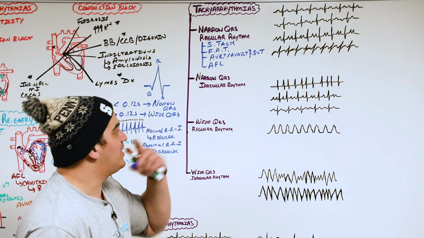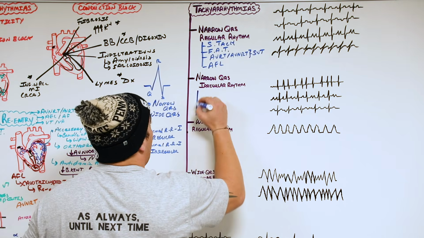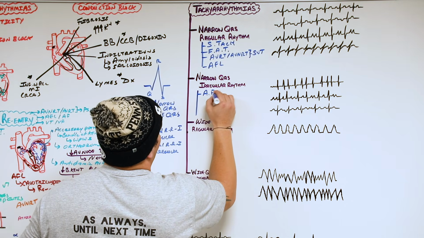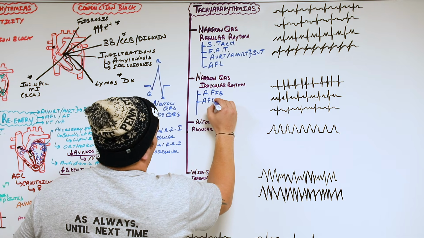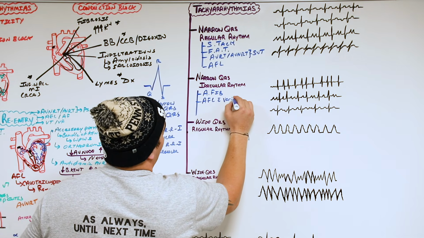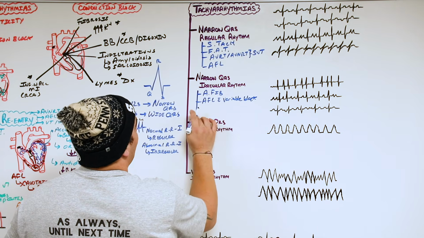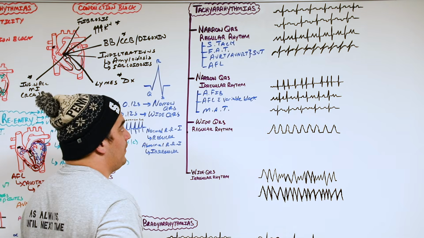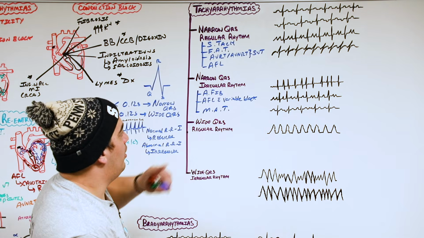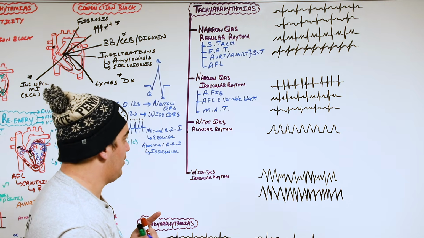What if it's a narrow QRS irregular rhythm? The first one that I want you to be thinking about, first one on the top of your differential, should be atrial fibrillation. After that, the next one is atrial flutter with a variable block. I'll talk about what that means and how to identify it. And then the last one is multifocal atrial tachycardia. Okay, so narrow QRS regular, we know the 4 in the differential. Narrow QRS irregular, we know the top 3 in the differential.